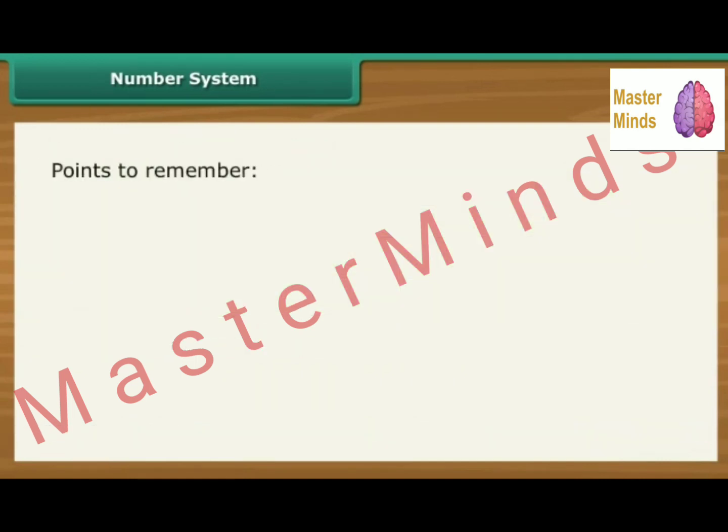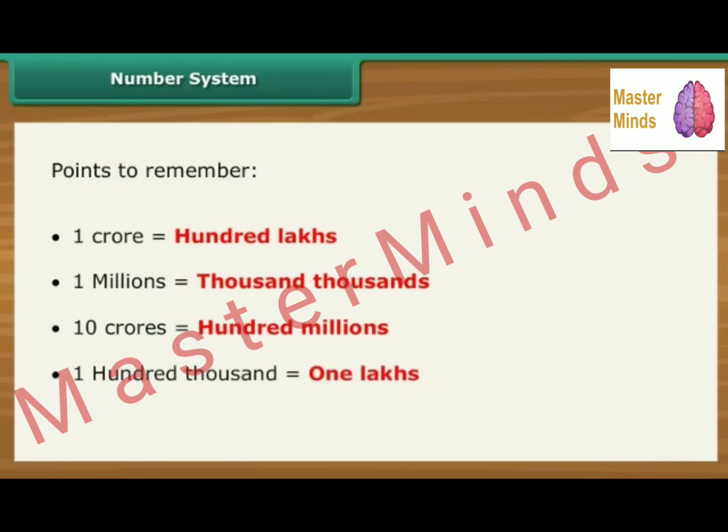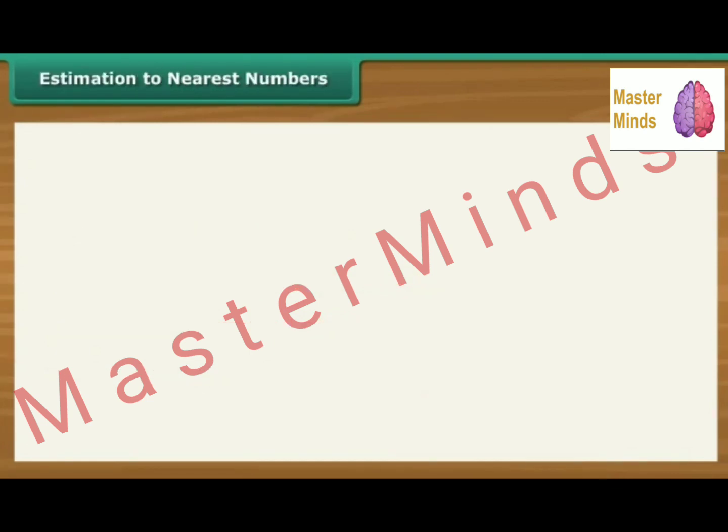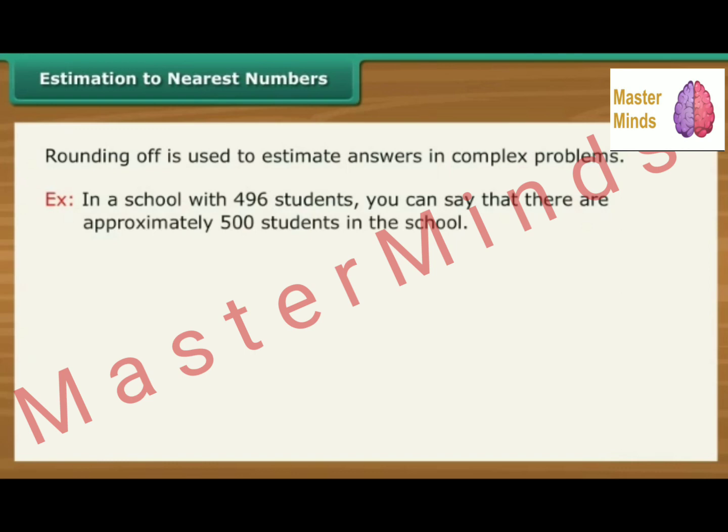Let us look at some pointers. 1 crore is equal to 100 lakhs. 1 million is equal to 1,000 thousands. 10 crores is equal to 100 millions. 100,000 is equal to 1 lakh. Estimation to nearest numbers. As we come across large numbers, performing calculations on them becomes complex. To avoid the complexity, estimation or rounding off is used. For example, in a school with 496 students, you can say that there are approximately 500 students in the school.